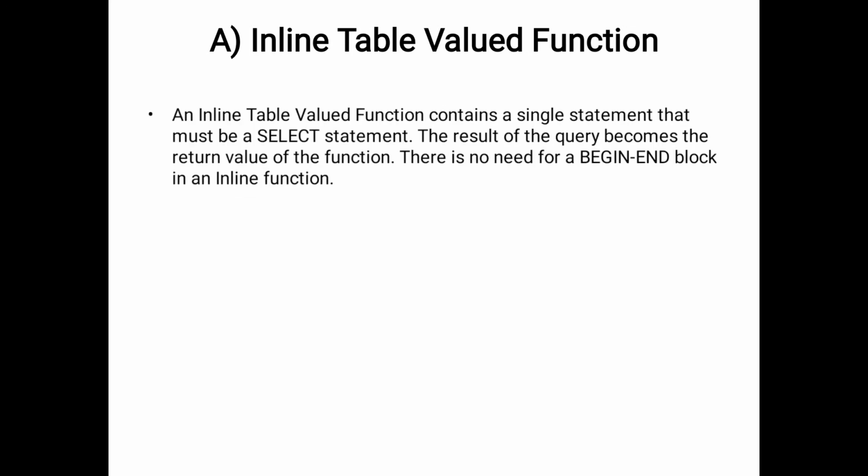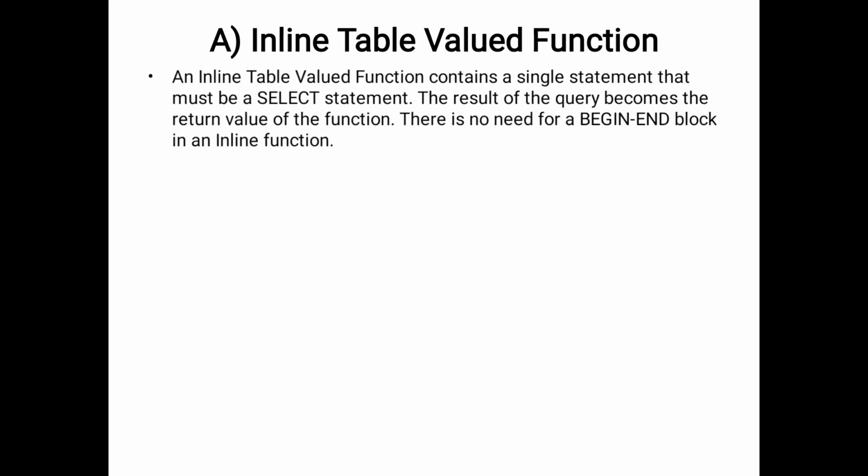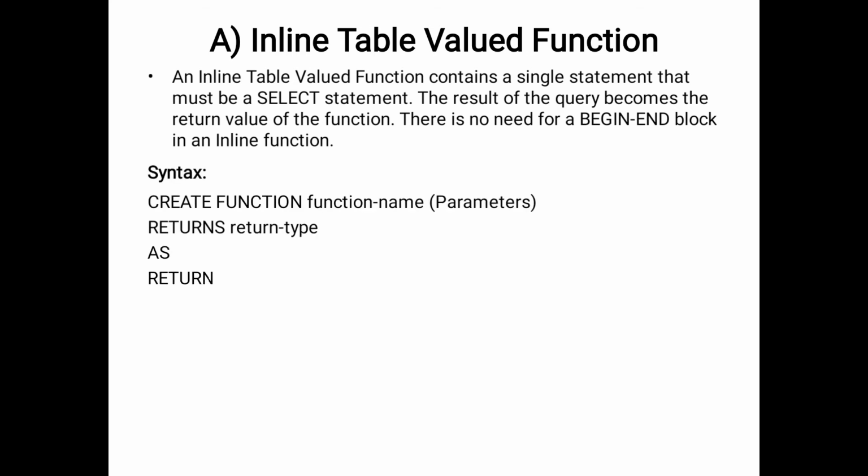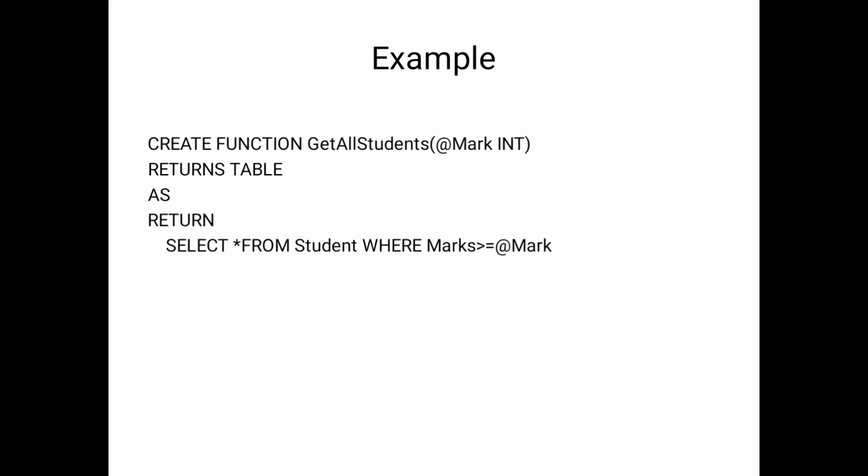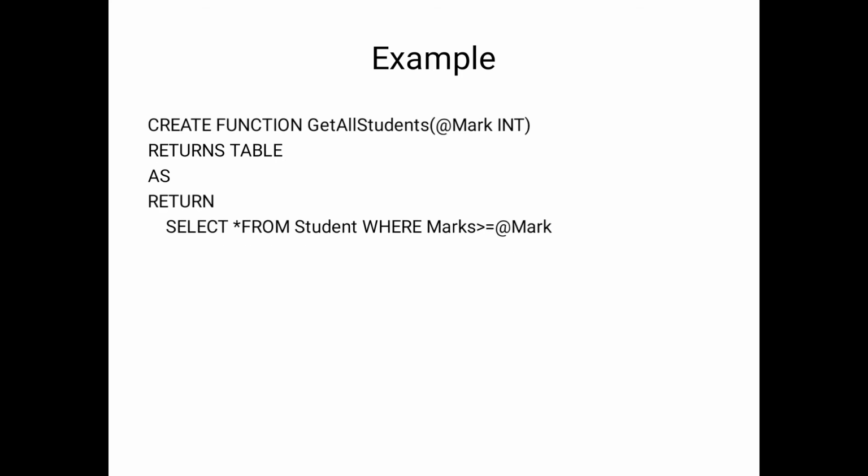In this, the first type is inline table valued functions. Here the syntax has a select statement; we don't consider the BEGIN and END blocks. Please observe the syntax here: create function, function name, returns the return type as written. Now we will move to the example. Here also I will consider the function name as GetAllStudents. Here I will pass the parameter @mark. It returns table. Here we have the syntax select star from.